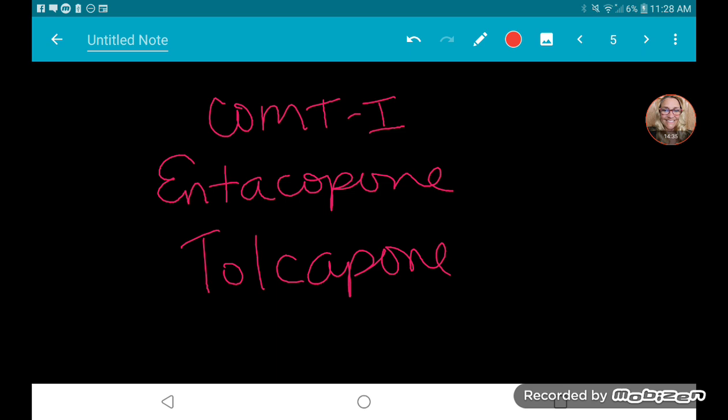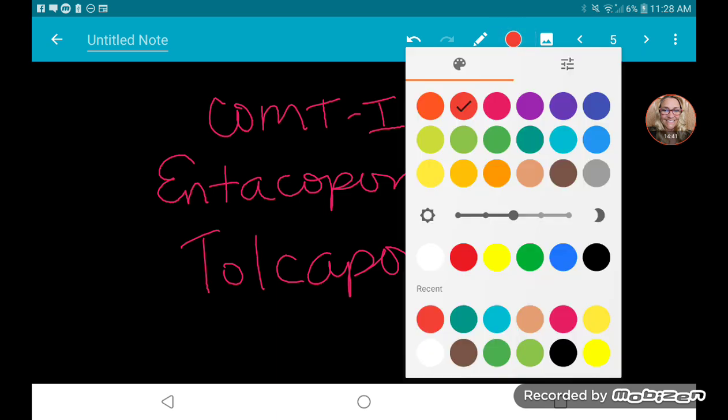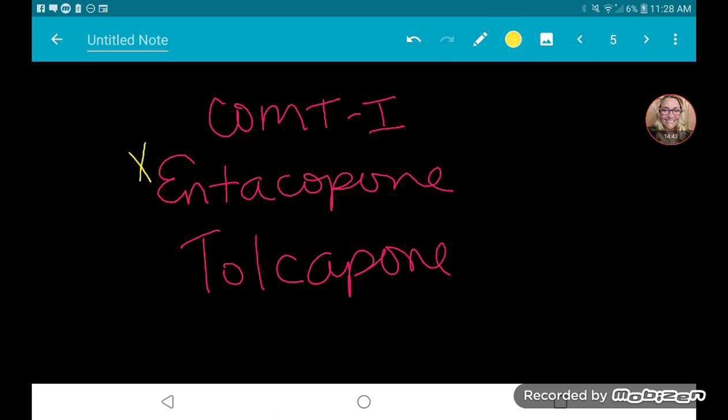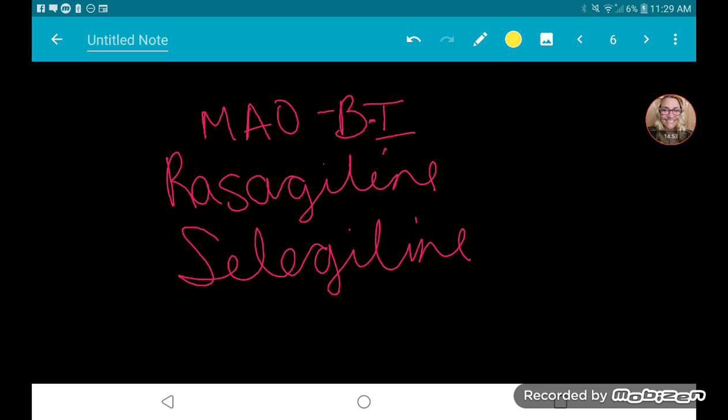Which one is more effective? Entacapone is more effective and safer than tolcapone. All right, another challenge for a gold star.